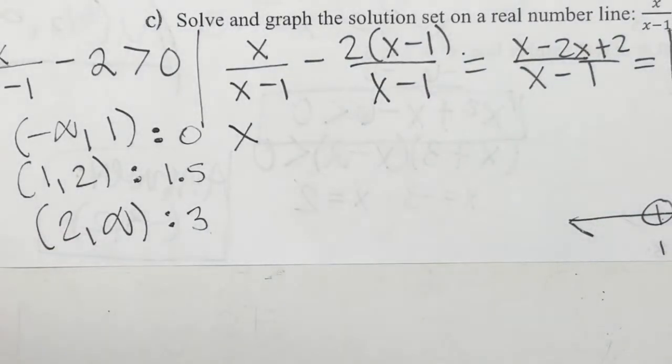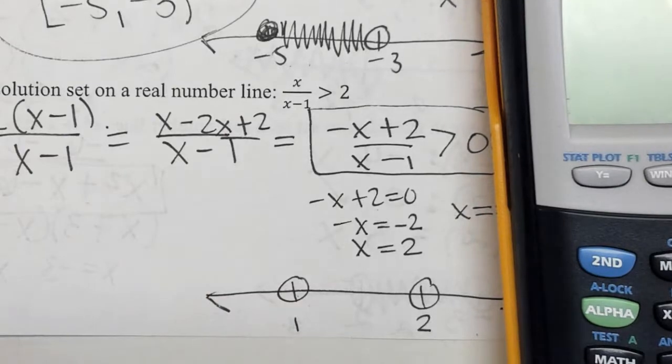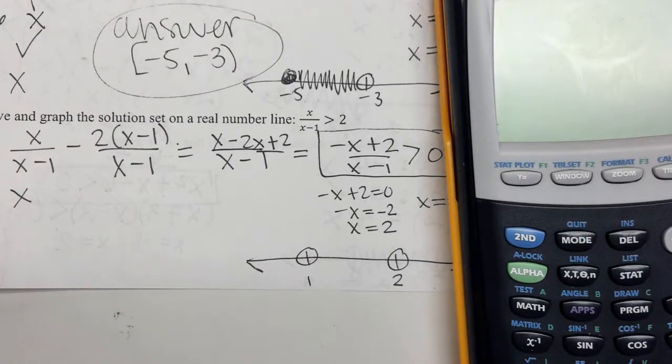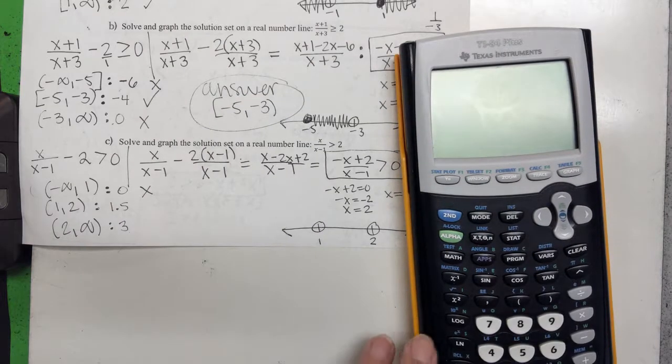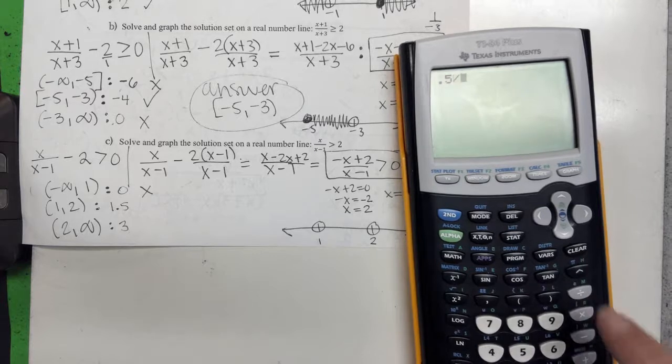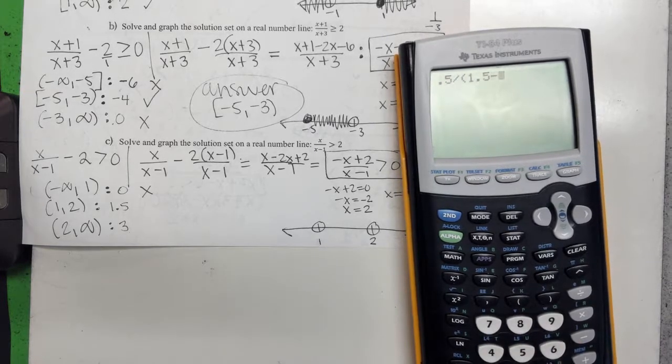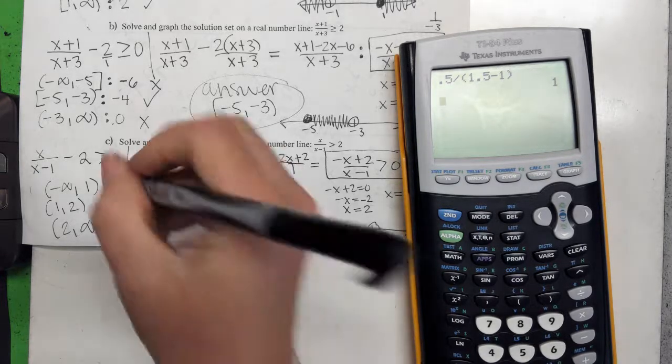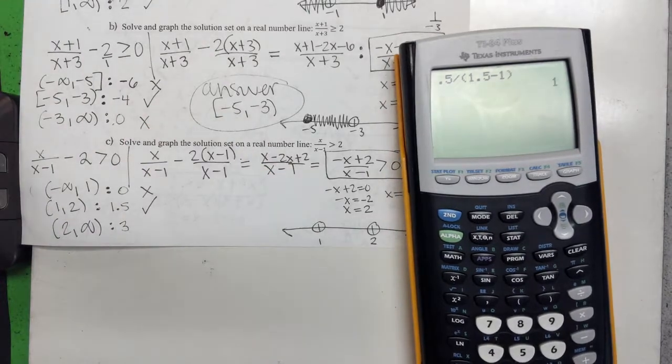Alright, 1.5. Let's see. Negative 1.5 plus 2 is going to be what? Say it again. 0.5 or negative 0.5? I hear some different things. 0.5 divided by, and then this on the bottom would be 1.5 minus 1. And that's going to be what? 1. Is 1 greater than 0? Yes. I made a boo-boo.